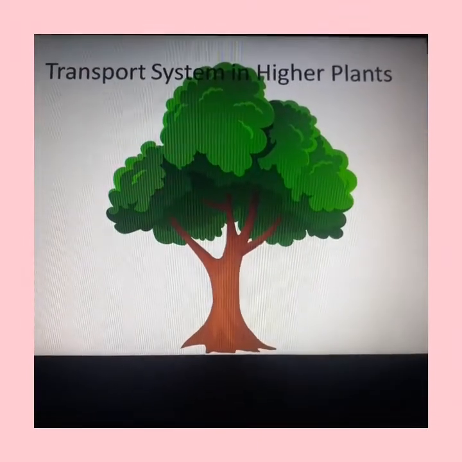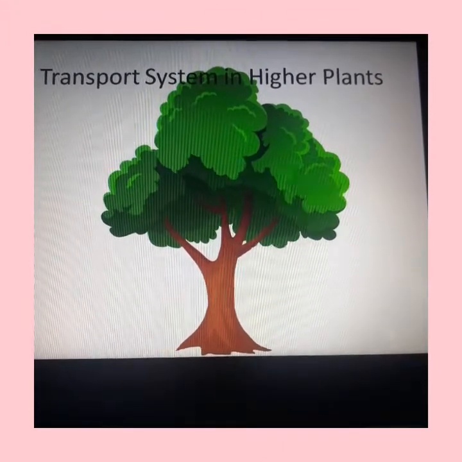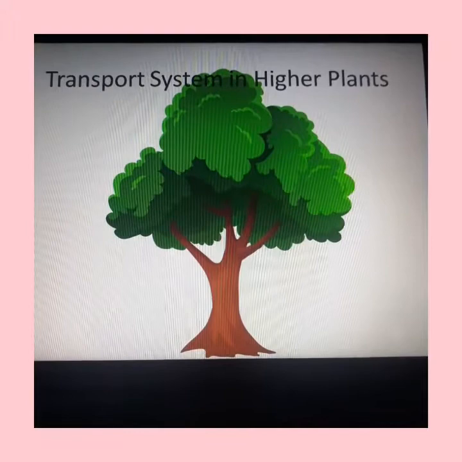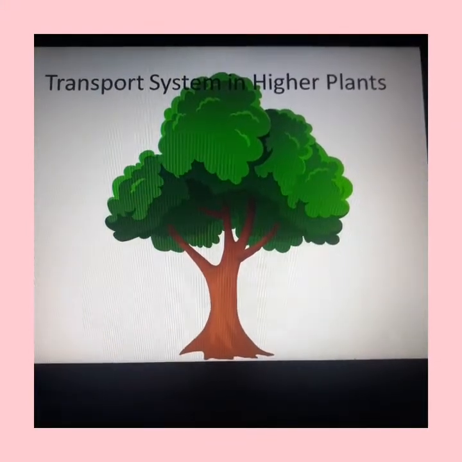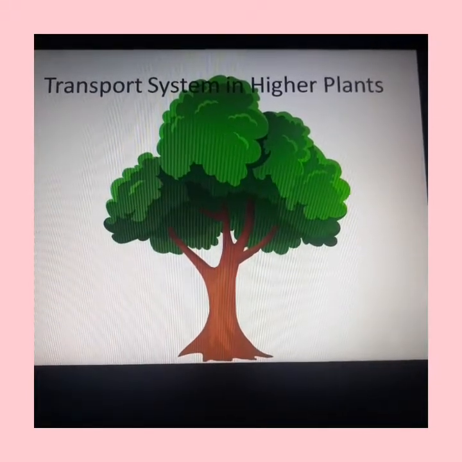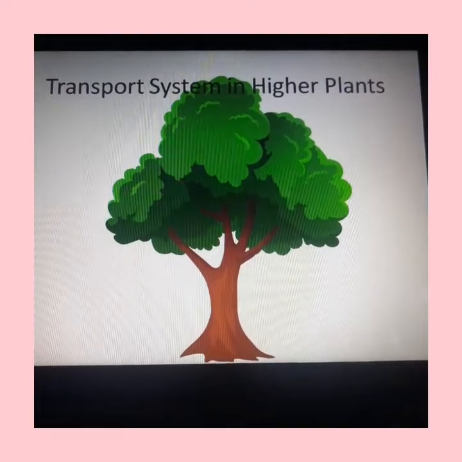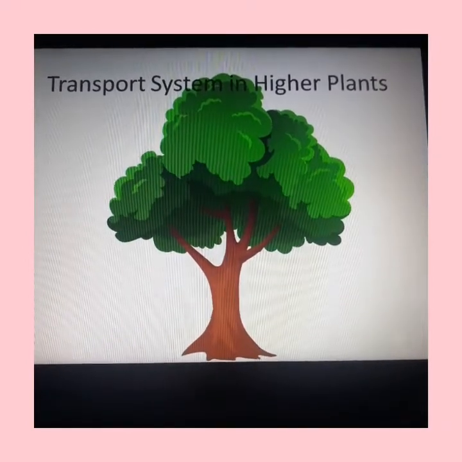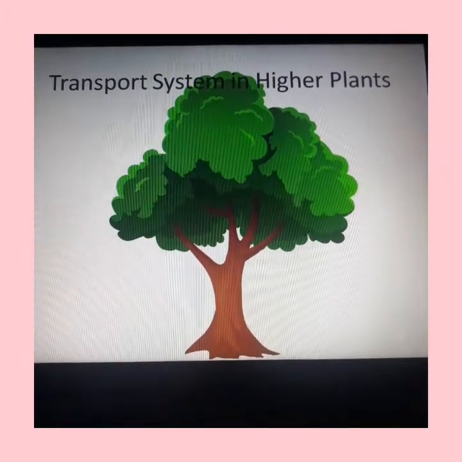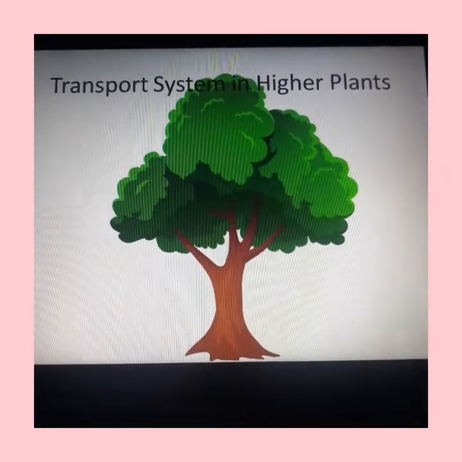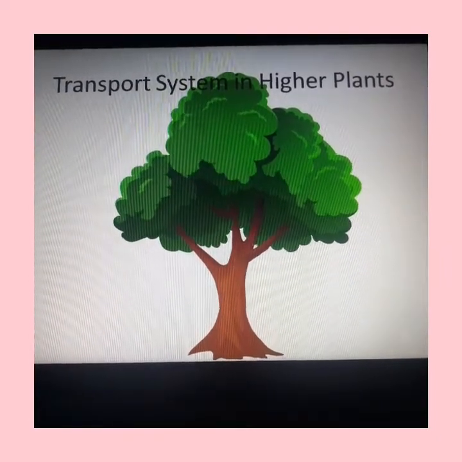The transport system in higher plants is very elaborate. These plants have a conducting network of tissues, the xylem and the phloem. These tissues are collectively called the vascular tissues or the vascular bundles, and we studied this in the previous class. The xylem conducts water and minerals from the roots to the leaves, whereas the phloem transports food from the leaves to all the parts of the plant.